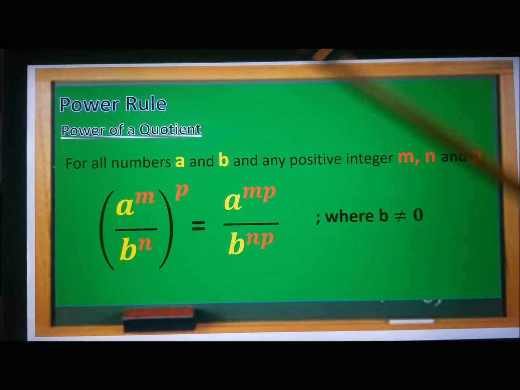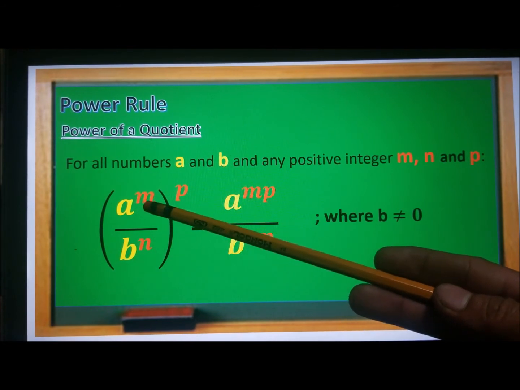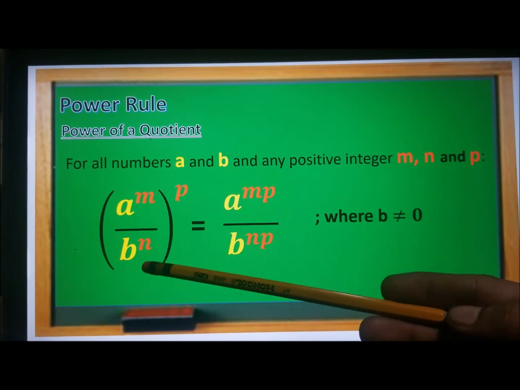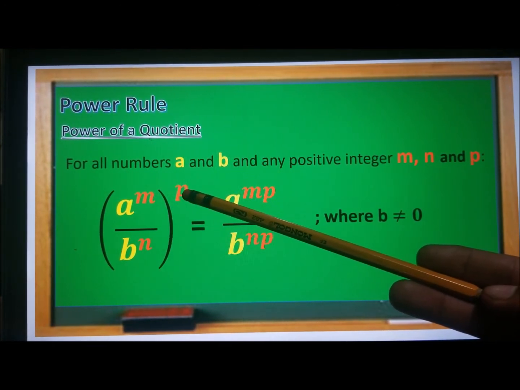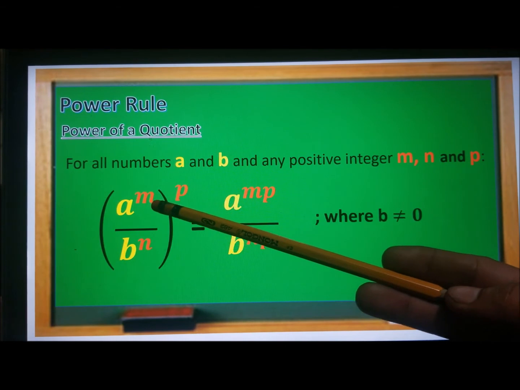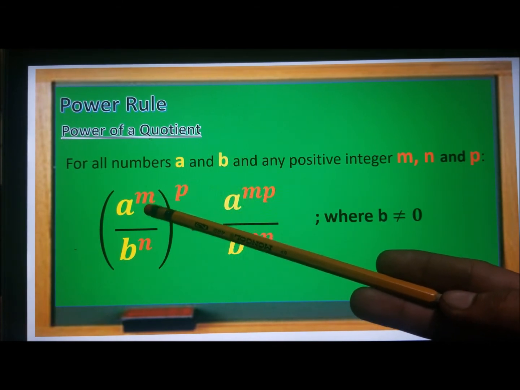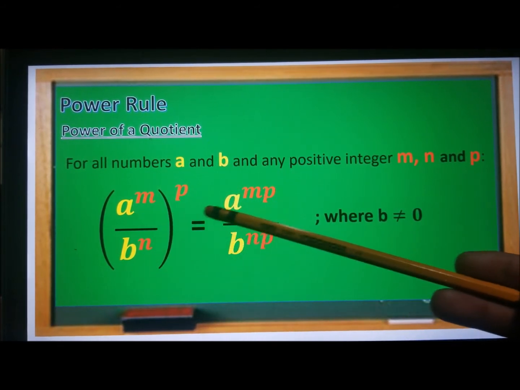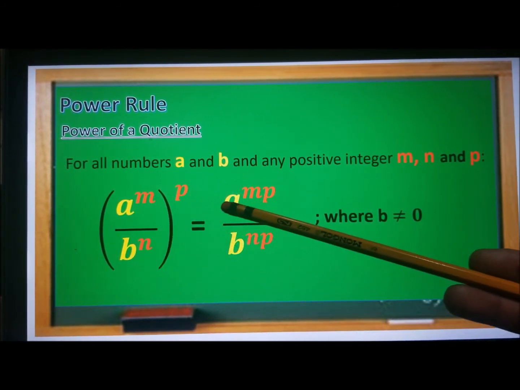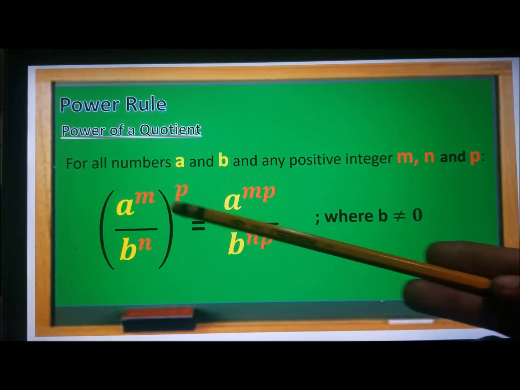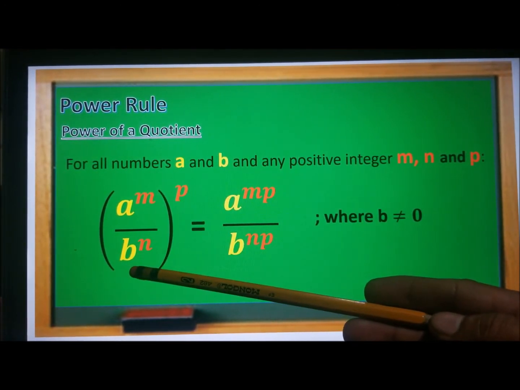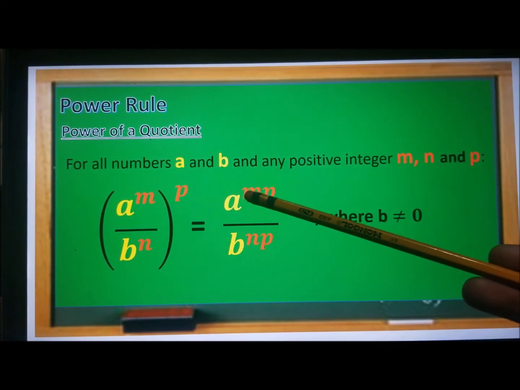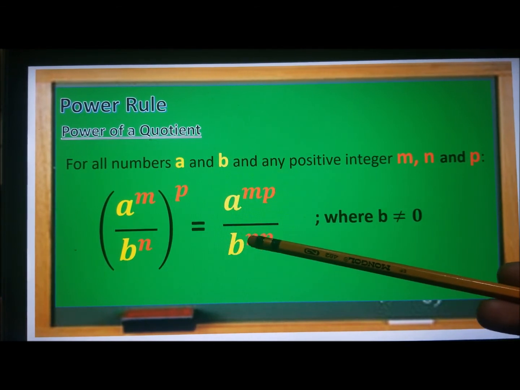Basically, when we are given a quotient raised to the power of a certain number, all we have to do is multiply the outer exponent with the exponent of the numerator and the exponent of the denominator. So, again, copy the same bases: a as the base of the numerator and b as the base of the denominator. Then multiply the outer exponent with the inner exponent. So we have a raised to mp over b raised to np.